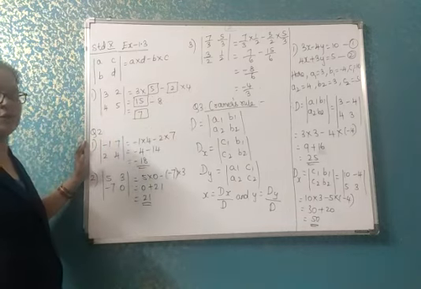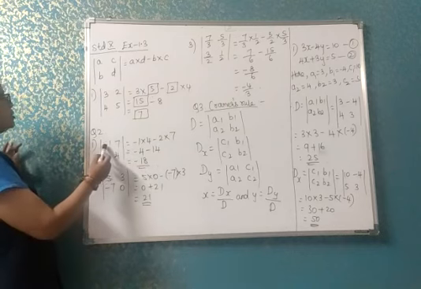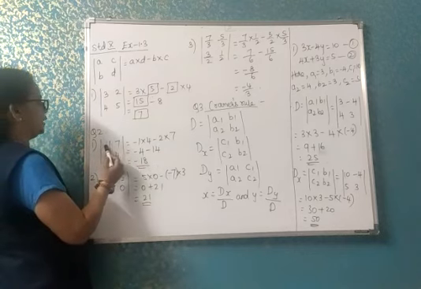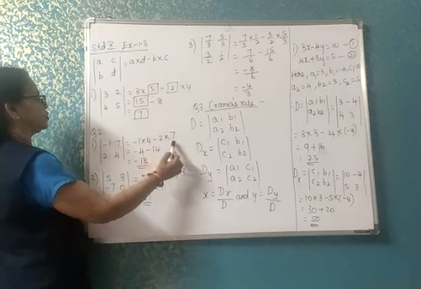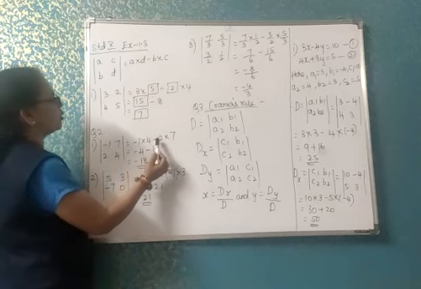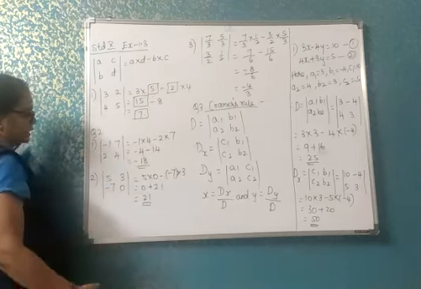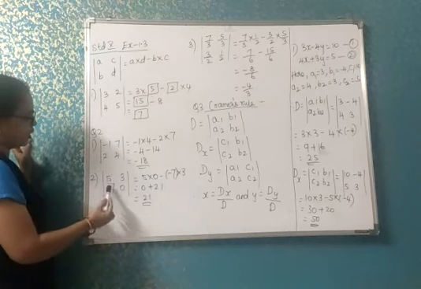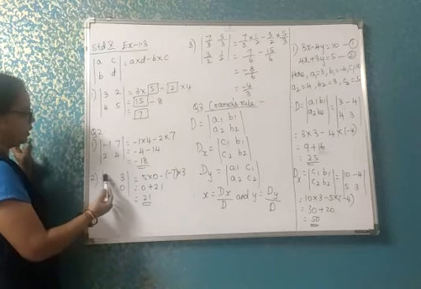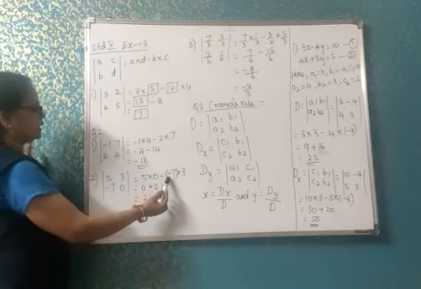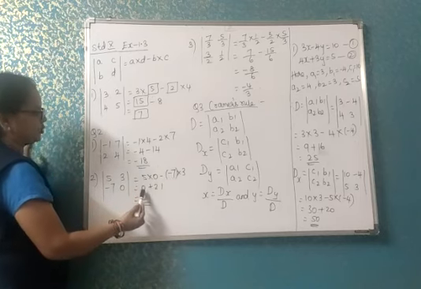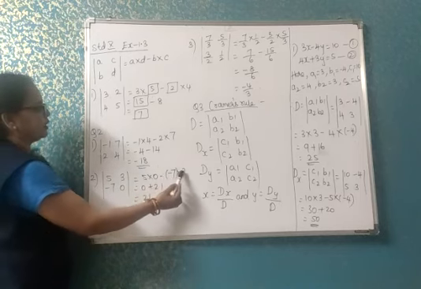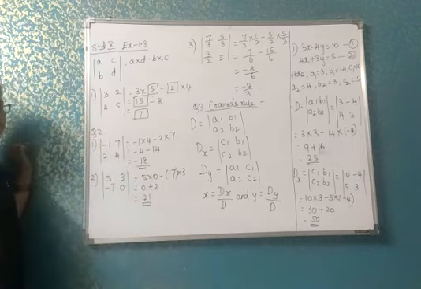Question number 2. Again we are going to find out the determinants. Minus 1, 2, 7, 4. Minus 1 into 4 minus 2 into 7. Minus 1 into 4 is minus 4, minus 14. The answer is minus 18. Second question. 5, minus 7, 3, 0. 5 into 0 minus 7 into 3. 5 into 0 becomes 0. Minus into minus, plus 7 into 3, 21. So the answer is 21.